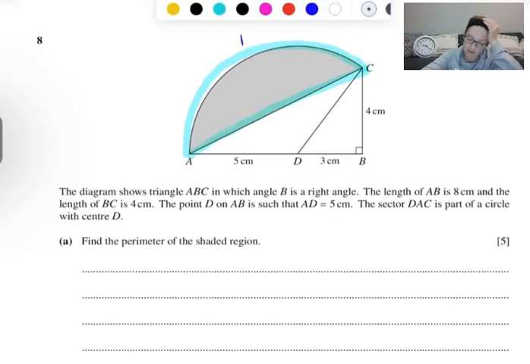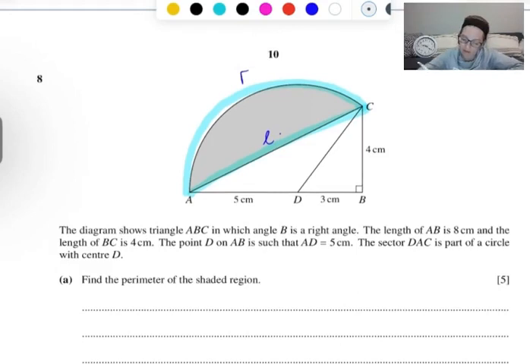So this is an arc length and a length. Okay, my arc length formula is r times theta.